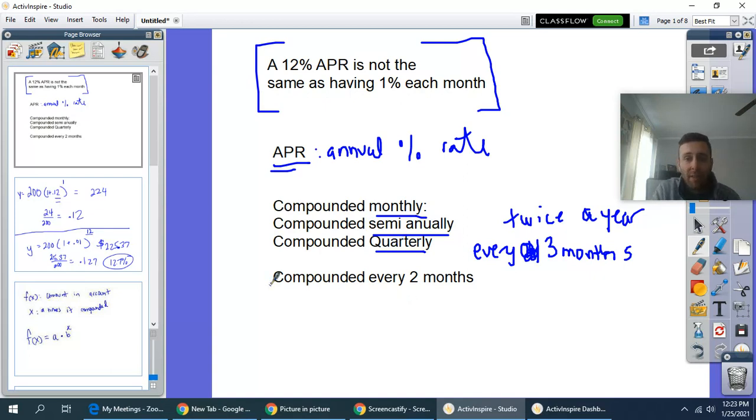And then sometimes there are weird situations where they might say, we're going to compound it every 2 months. And then you have to kind of go with what they're saying. But generally, these words right here, annually, monthly, semi-annually, or quarterly, are probably the most popular ones that you'll see in real everyday life.